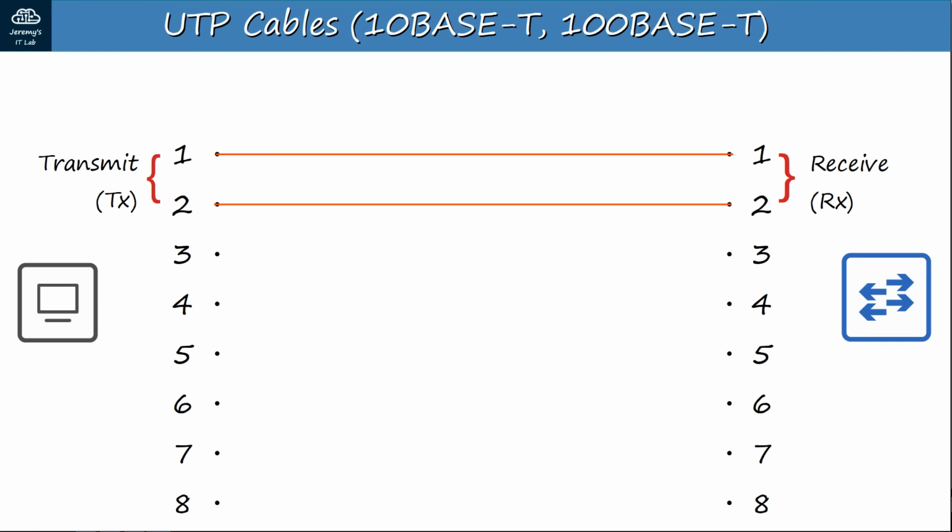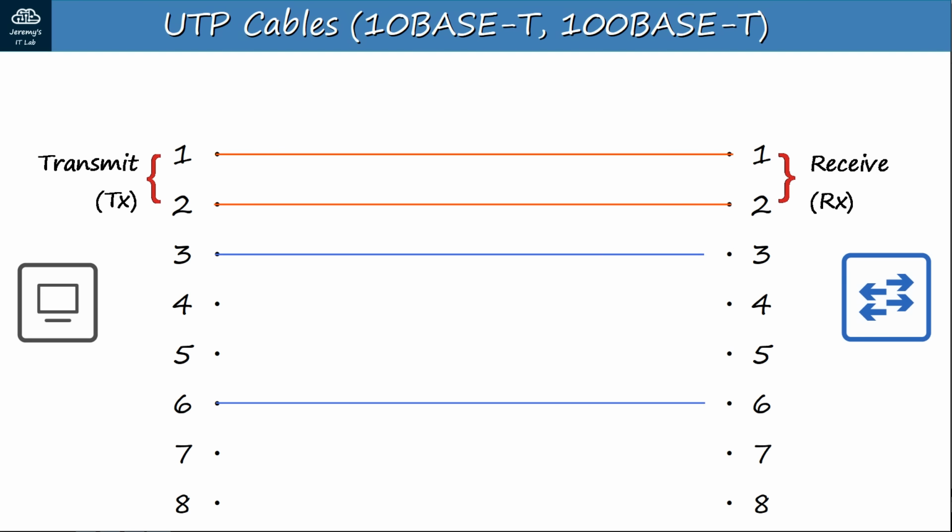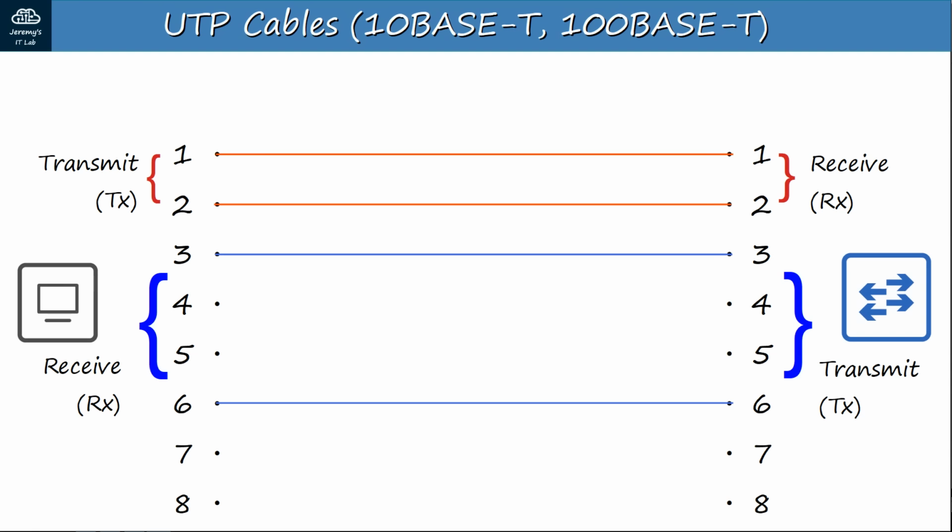Now, the next pair that is used in a 10 base T or 100 base T cable is not 3 and 4. It's 3 and 6. And of course, the function of each pin is opposite of the pair on pins 1 and 2. On the switch, pins 3 and 6 are used to transmit data, and on the PC, pins 3 and 6 are used to receive data. This allows for what's called full duplex transmission.